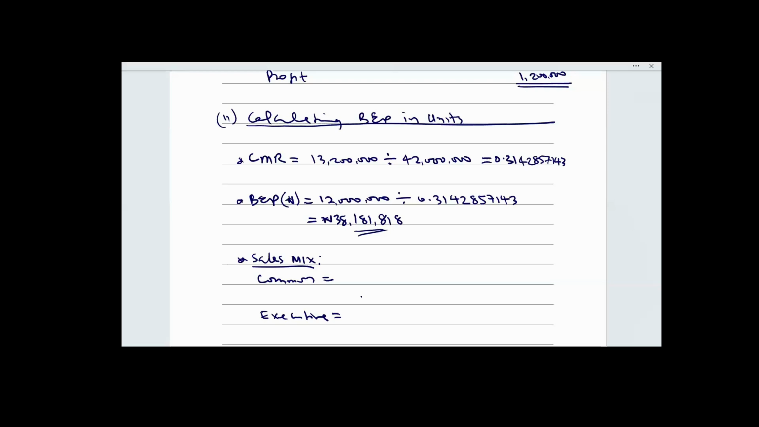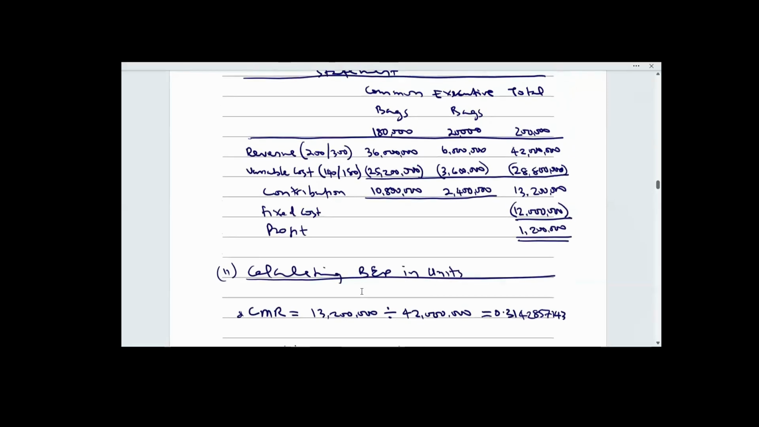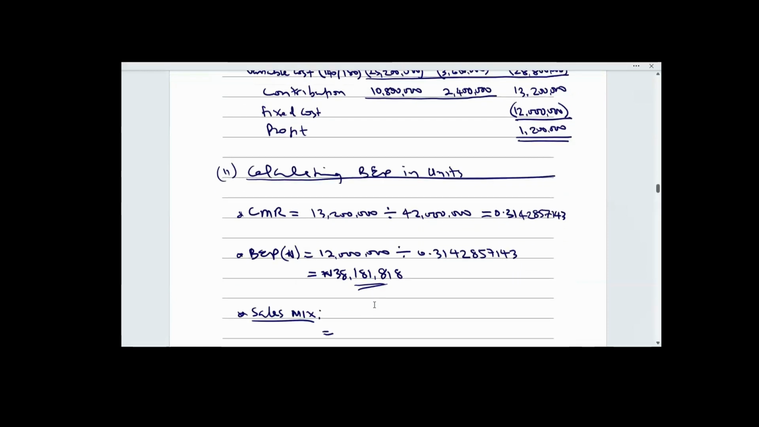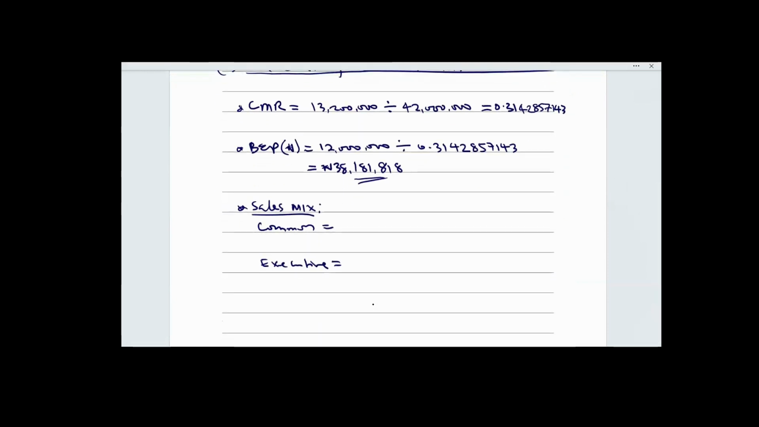Okay. So for common, the sales value of common based on our revised income statement, the revenue for common is 36 million. Revenue for executive is 6 million. Total is 42. Therefore, I will say 36 million divided by 42 million Naira. So, what do you have?